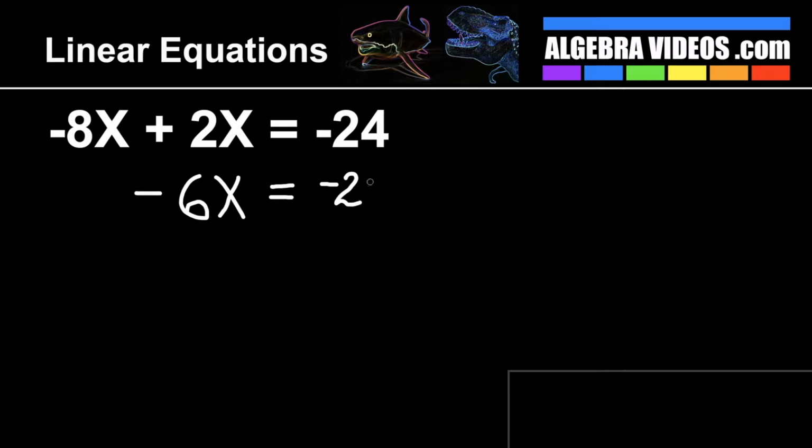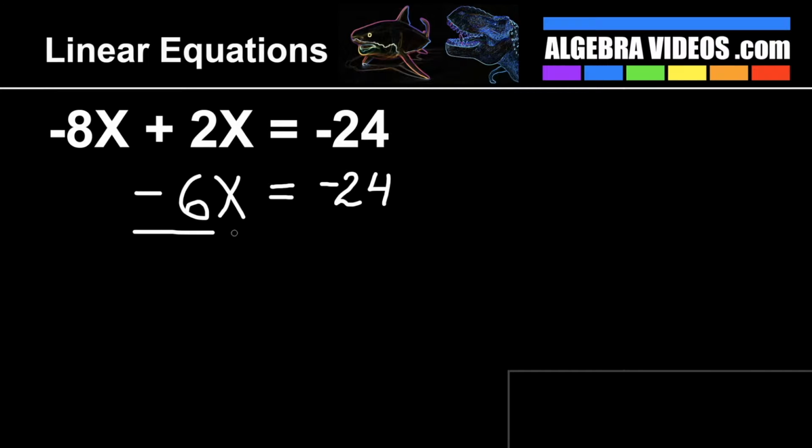And I'm just going to rewrite that. We're just bringing it down. Nothing changed. So now we have a much simpler equation. We have negative 6x equals negative 24. And we want to get x by itself, so we'll want to get rid of this negative 6 that we have here on the left side.